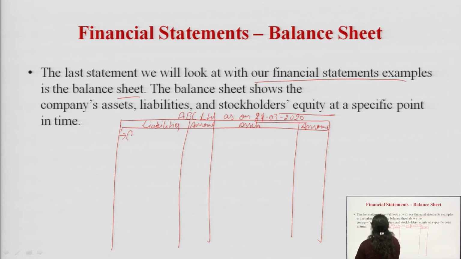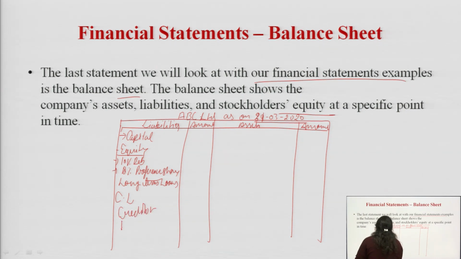The very first thing you will write here is the capital, or you can also write the equities. Maybe they have given the breakup: equity, 10% debentures, 8% preference shares, your long term loans, your current liabilities like creditors, bills payable, your outstanding expenses, outstanding liabilities, overdraft. Many other things can be here, but these should be the liabilities.